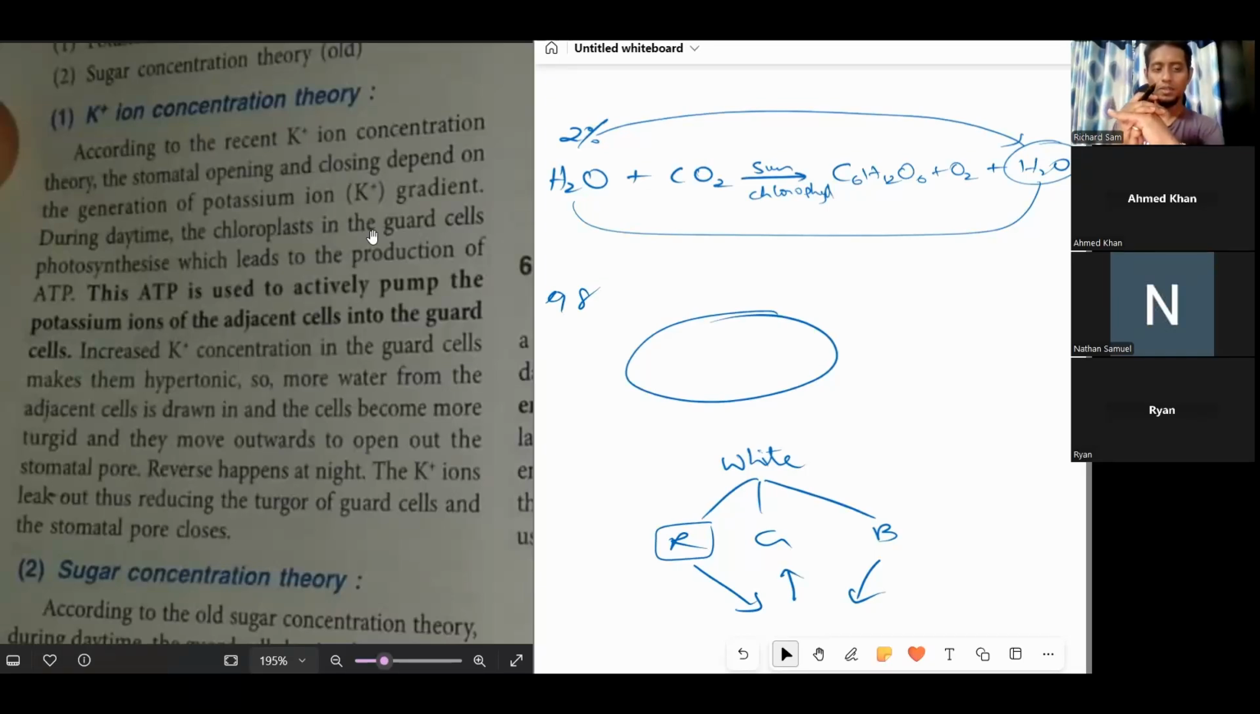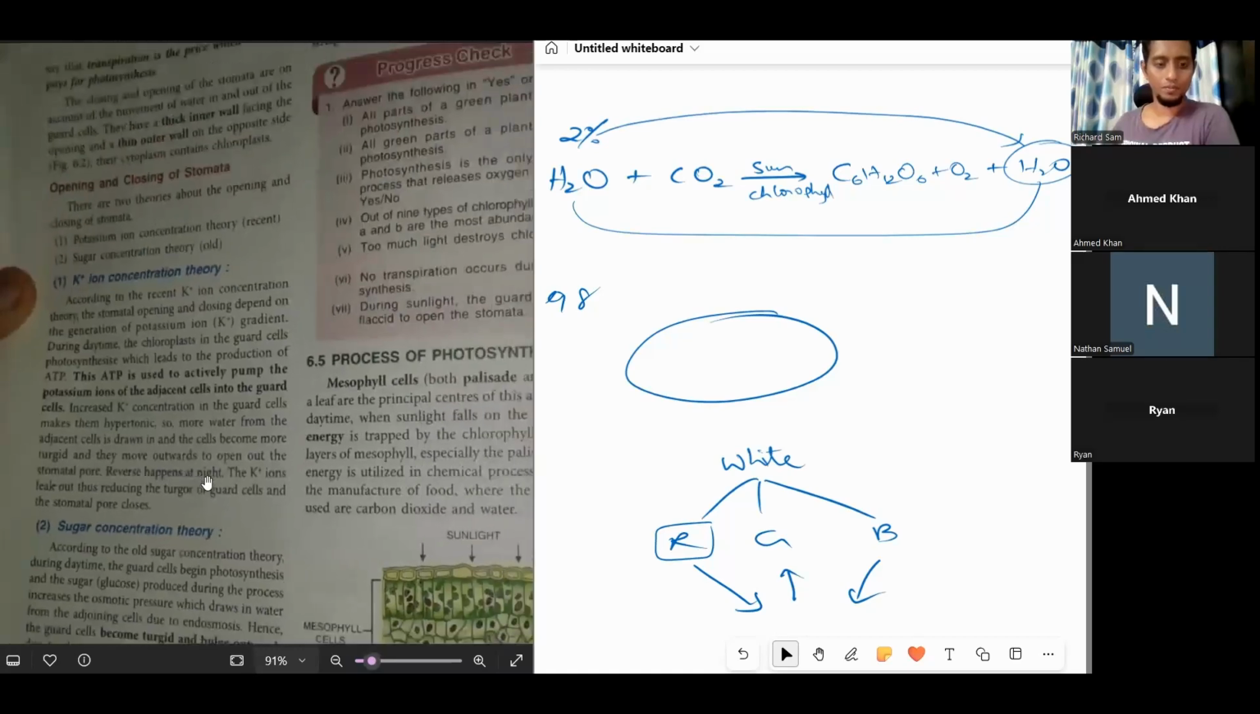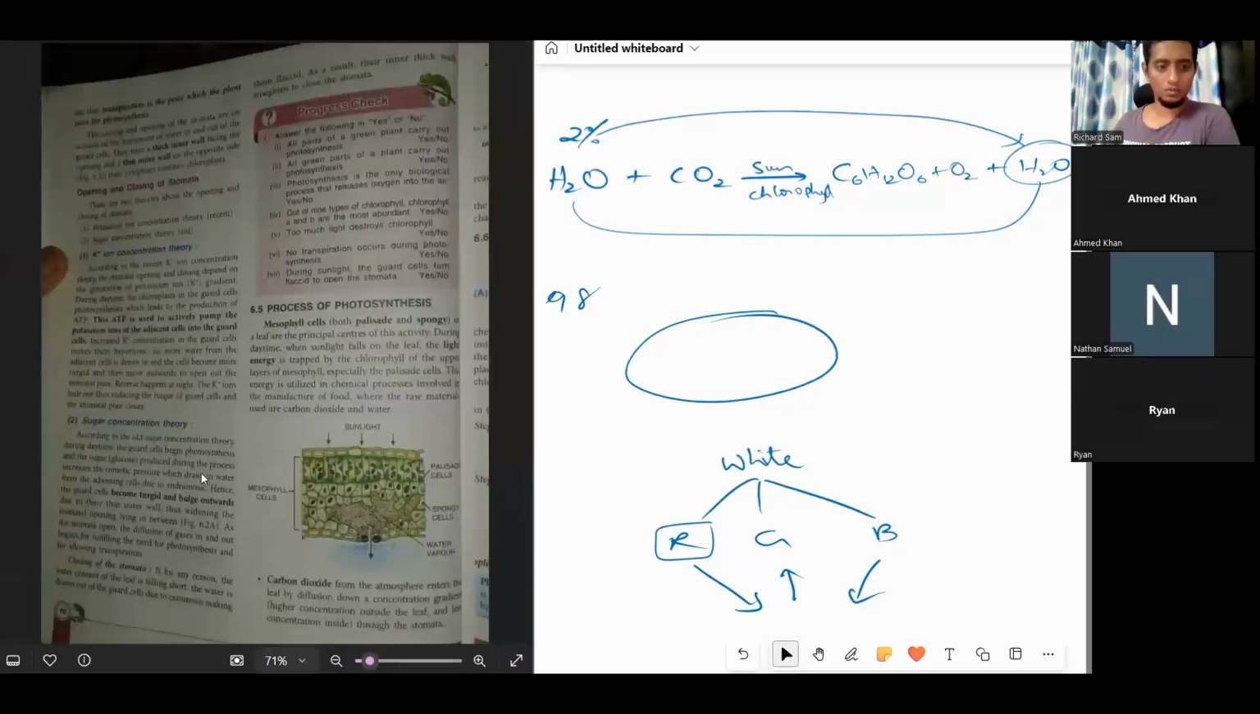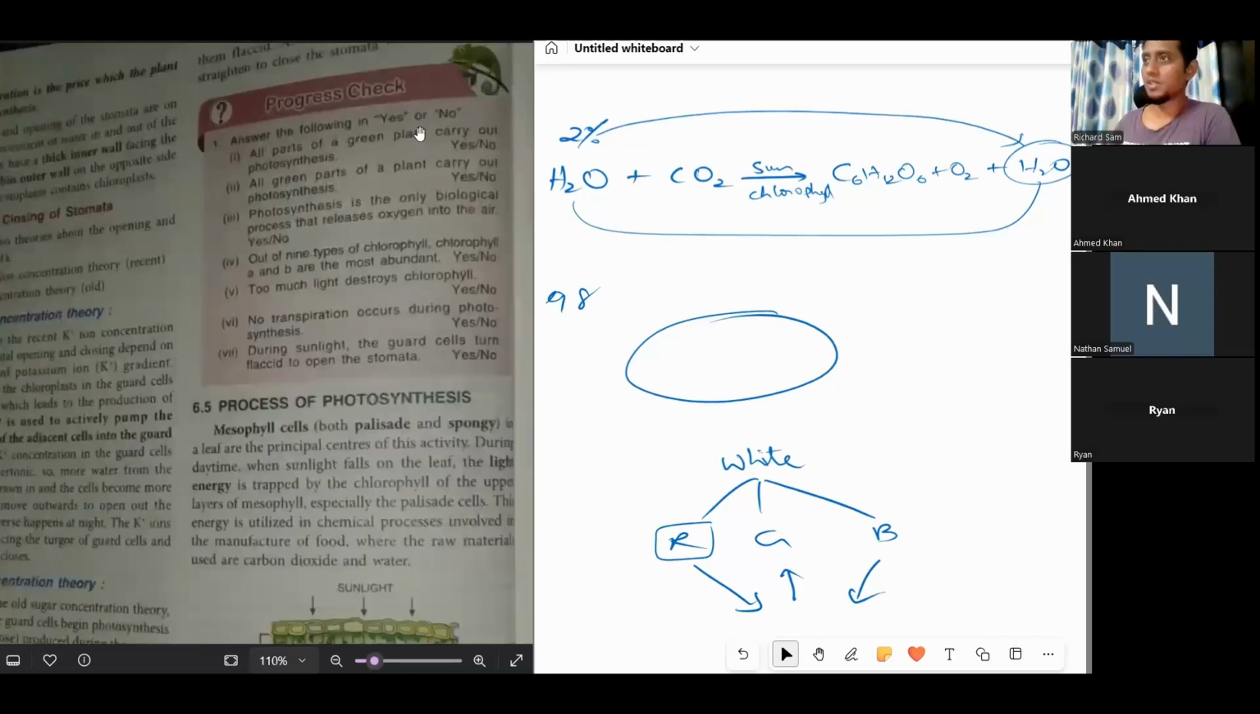Is that clear, everyone? In the nighttime, the reverse happens. That is, no photosynthesis, no energy is produced, and so the K plus ions will just leak outside. Just like how in the previous theory the glucose leaked outside, here the potassium ions will just leak out and lose its turgidity. Is that clear, everyone? The two theories?